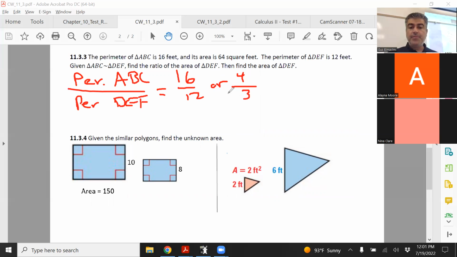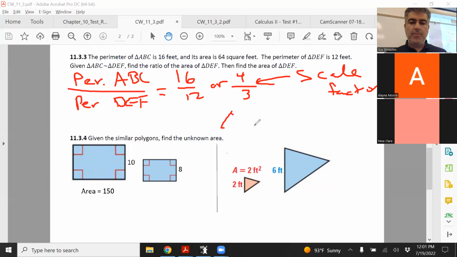Okay, or 4/3. Okay, and that's going to be the scale factor, because perimeter is one dimensional, right? Like for example, what if you had a triangle like this? You don't have to draw or write this down. And what if you had this?